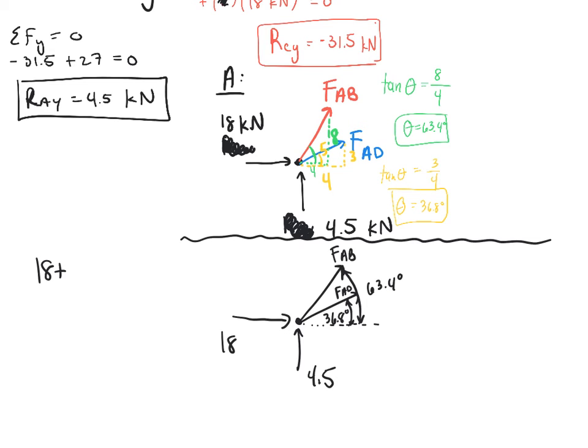So to the right, I can take FAD times the cosine of the angle. Whenever I want the x component, I take the actual vector times the cosine of whatever the angle is, in this case 36.8. And then to that, I'm going to add FAB times the cosine of its angle. And its angle is 63.4 degrees. And that whole thing is equal to 0. The equation's kind of wrong, sorry. 18 plus FAD cos this plus FAB cos this equals 0. This is the sum of the forces in the x direction.